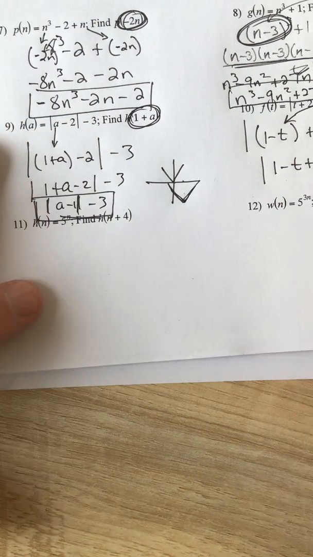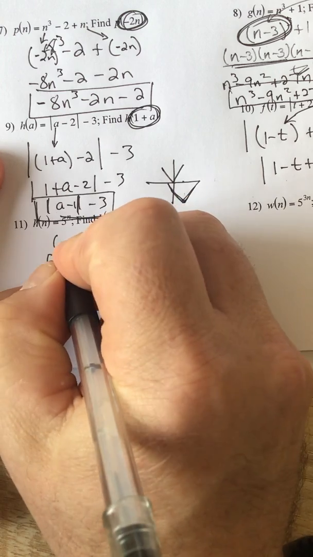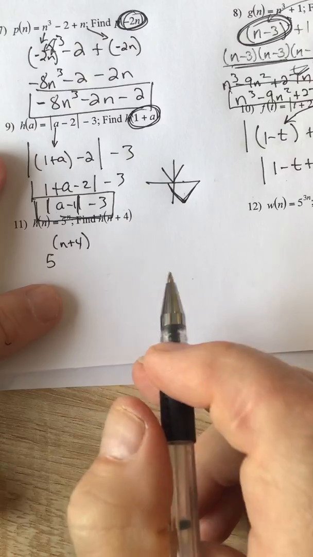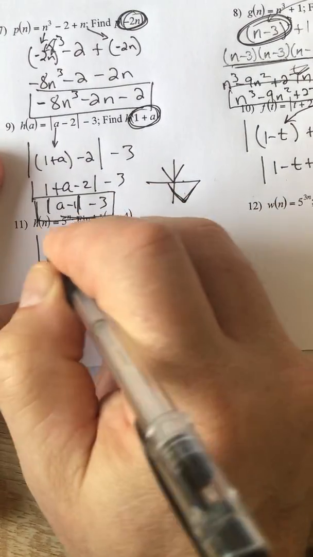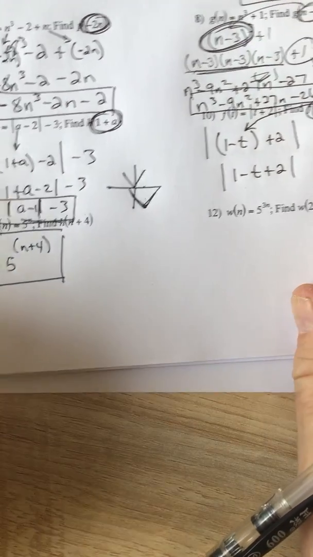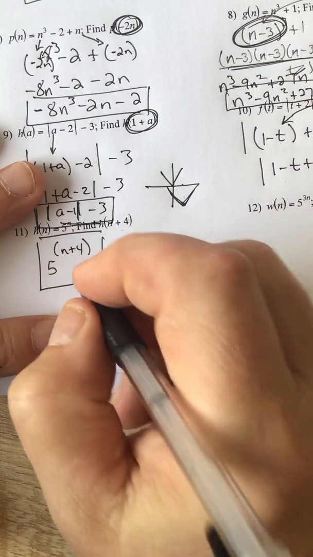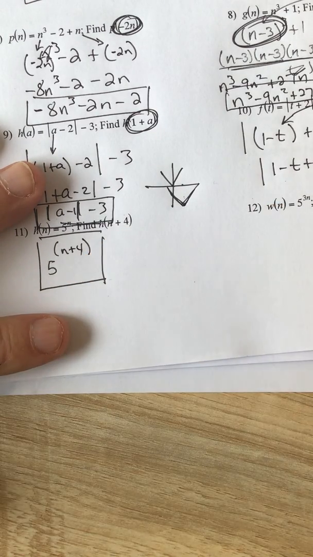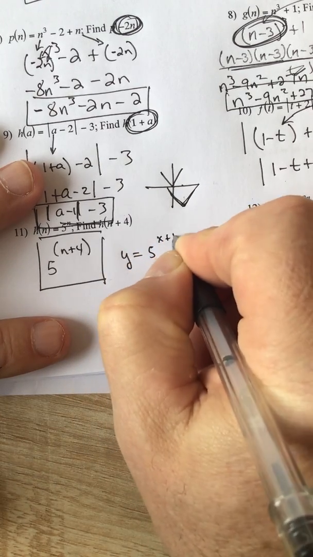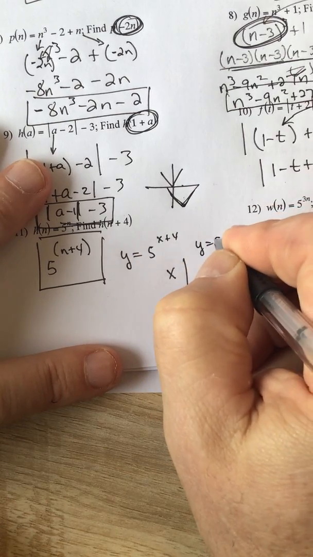Okay, let's see here. What is that? That's a 5 to the something, and that something is n plus 4. All right, well, that doesn't simplify any further. That's it. So we're doing this in geometry right now. See if I can. That would be something like y equals 5 to the x plus 4. Here's the parent, y equals 5 to the x.